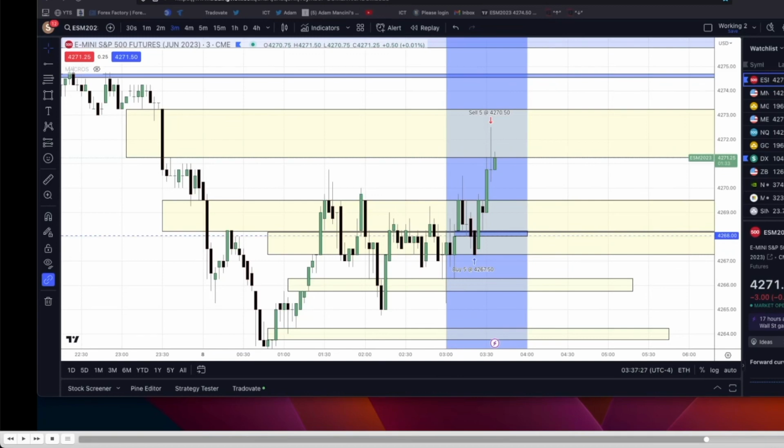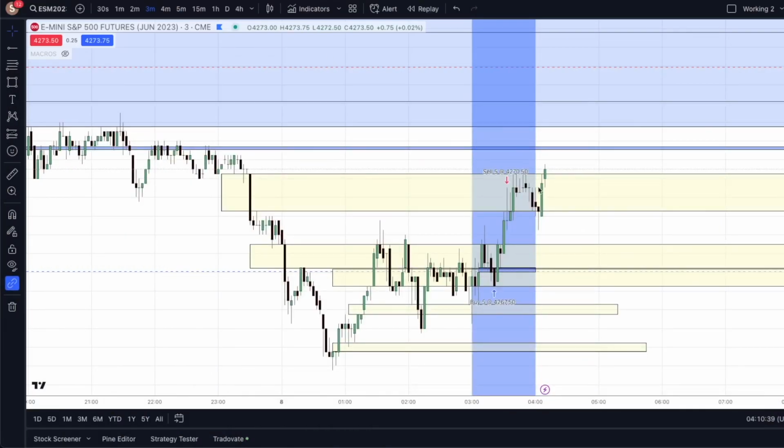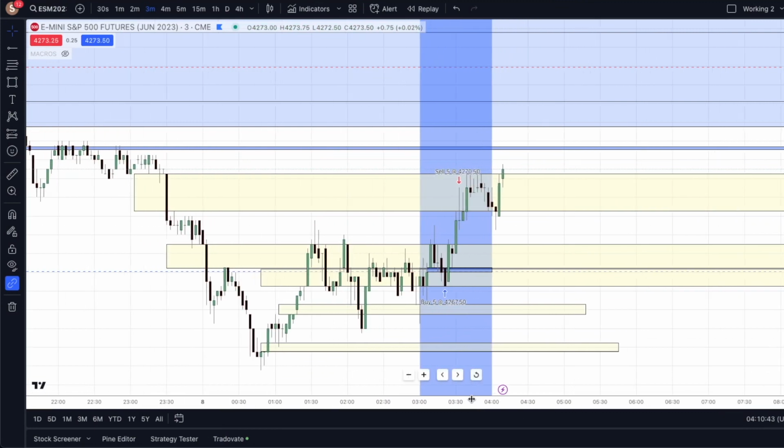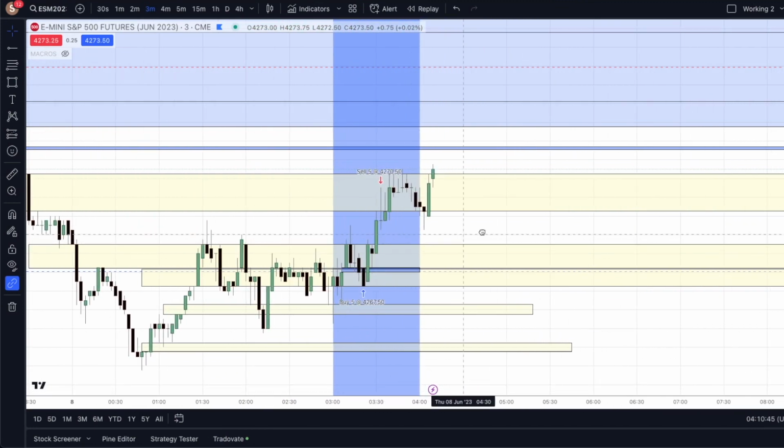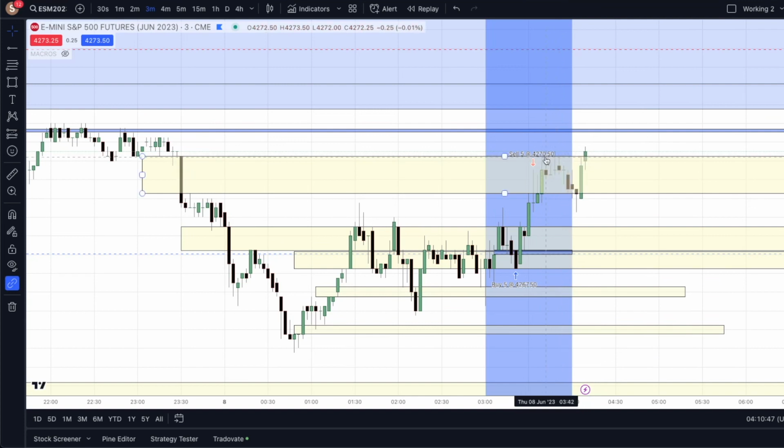But then we can show what has ended up happening, where it went up there and abused that fair value gap. Here's where I ended up getting out. That's so sad, but it was another good evidence of the trade, I guess, is what I'm going to console myself with.